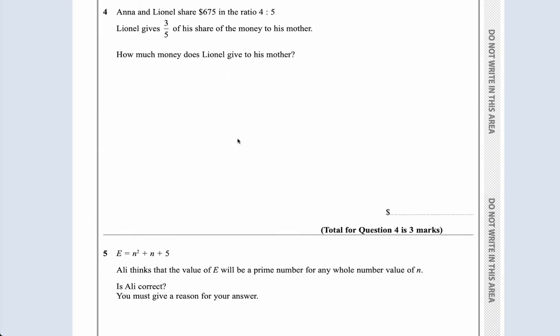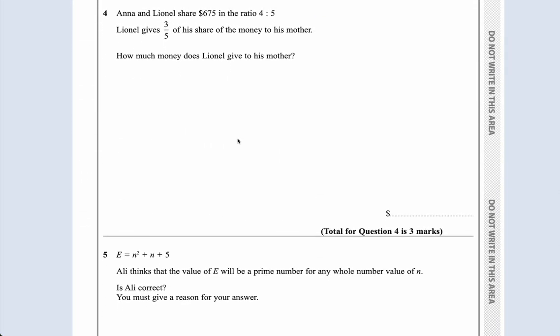Question 4. Anna, Lionel, sharing their money, right? This question, guys, is very familiar. We do 4 plus 5 is 9. So we're going to make this into 9 parts. 675 divided by 9. Use your calculator if you want. It's going to go 7, remainder 4 is 5, so it's 75.